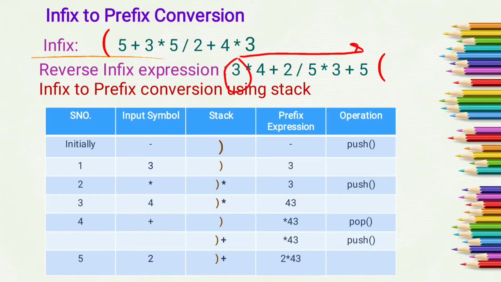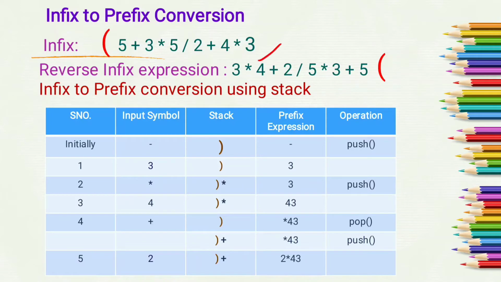First input symbol is 3, which is an operand. When an operand comes, we have to add it into the prefix expression. Then the second input symbol is star, that means multiplication. We have to compare precedence of multiplication with the closing bracket. As the closing bracket inside the stack has lesser precedence than multiplication, multiplication can be pushed over the closing bracket. We push star into the stack, so we have performed a push operation.